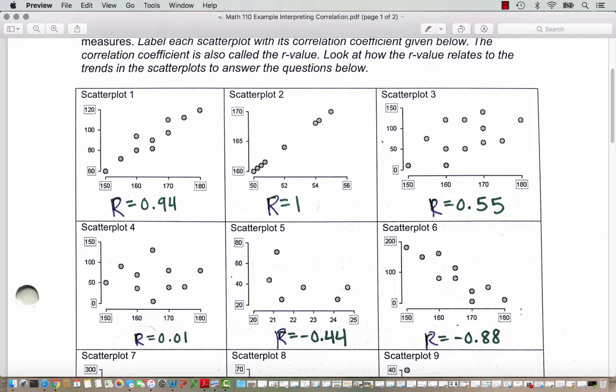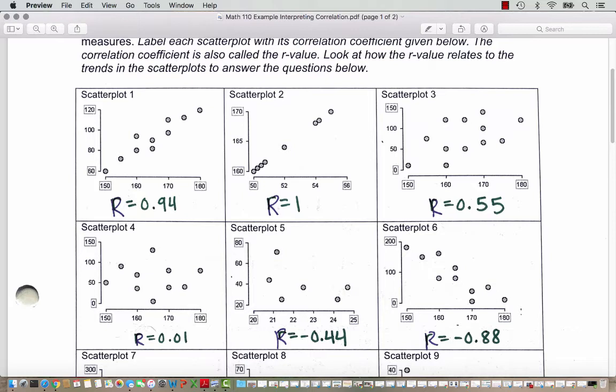Scatter plot 2 has a correlation of 1, and so we notice that these points have a positive association, and they exactly fit a line. So we could connect a line that would go through all of these points and have a steady, constant slope. So we are noticing that correlation 1 corresponds with a perfect fit to a positive slope line.